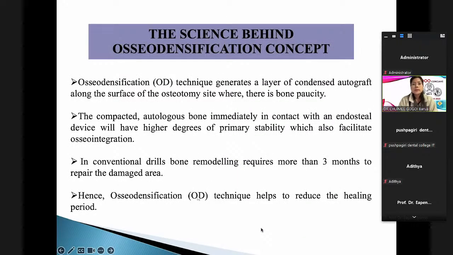The science behind osteodensification concept. Osteodensification technique generates a layer of condensed autograft along the surface of the osteotomy site where there is bone paucity. The compacted autologous bone immediately in contact with an endosteal device will have higher degrees of primary stability, which also facilitates osseointegration. In conventional drills, bone remodeling requires more than 3 months to repair the damaged area. Hence, osteodensification technique helps to reduce the healing period.